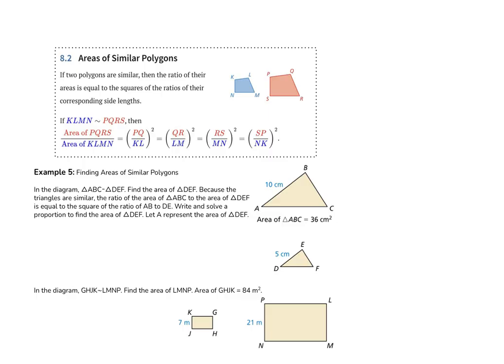Okay, area. Area is a little bit different. Okay, for perimeter, we add up all the sides. I'm going to show you an example that I think will make it make a little bit more sense.